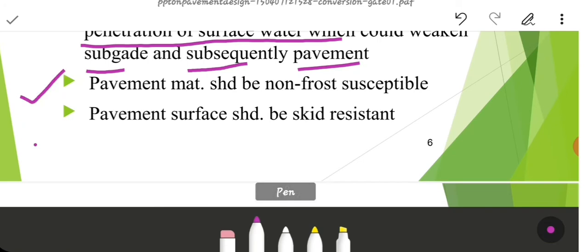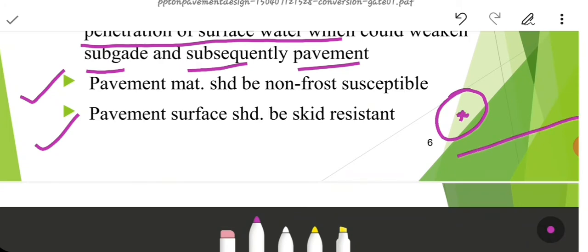Pavement surface should be skid resistant. What is skid? Skid is like that. This is a wheel. Without rotating, if wheel is moving forward or backward, it is called skidding. Clear?